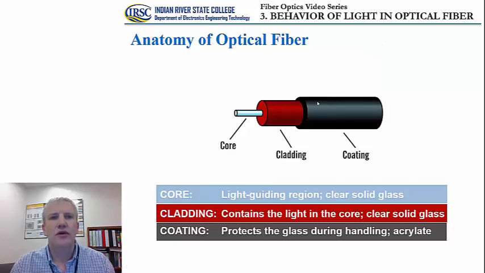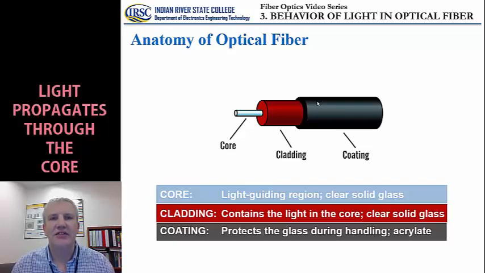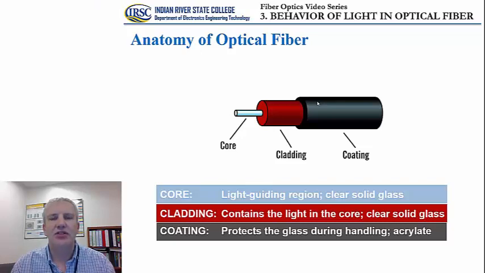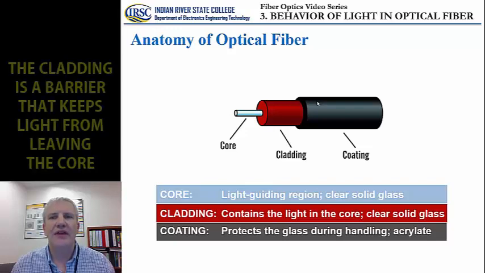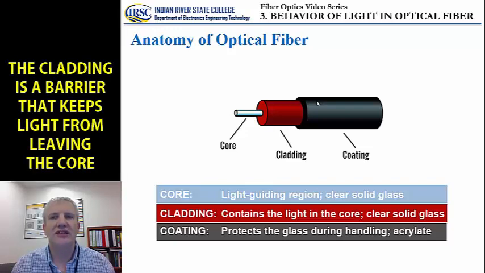The core is made out of very pure glass and it's used as a light guiding region. The core is surrounded by a layer of material that's called the cladding. The cladding, again shown here in the red color, is made out of glass or plastic with slightly different properties than the core, and the main purpose of the cladding is to contain the light within the core using the concept of refraction that is going to be explained on the next slide.